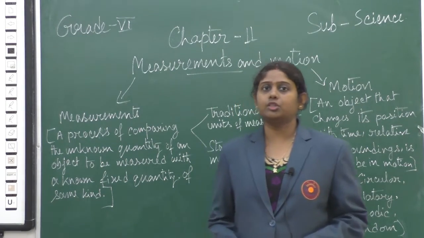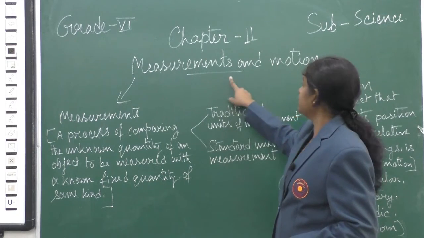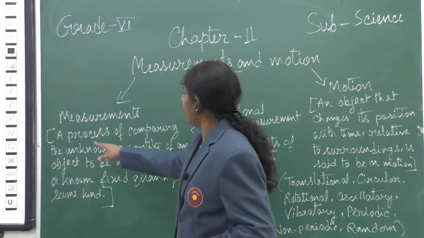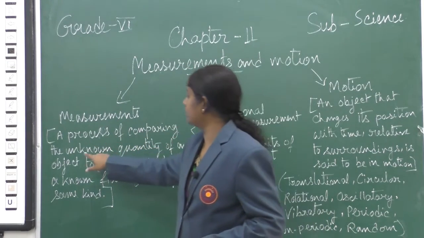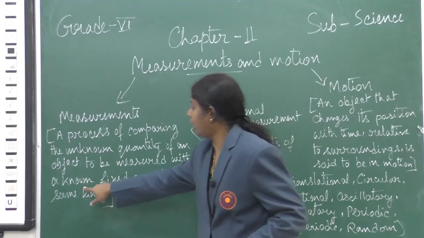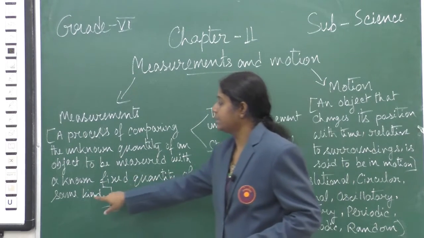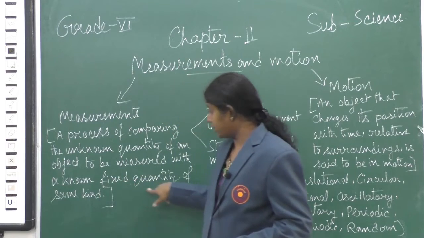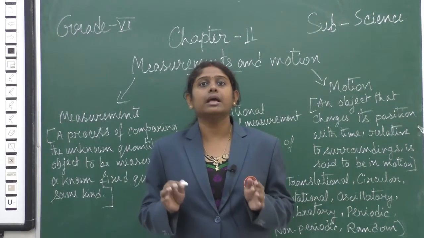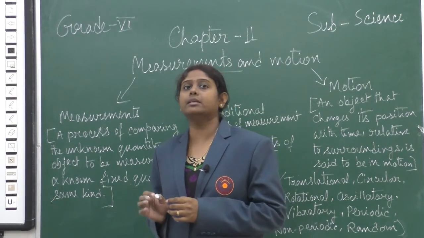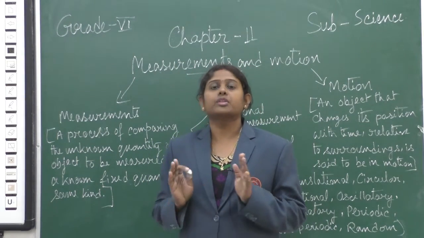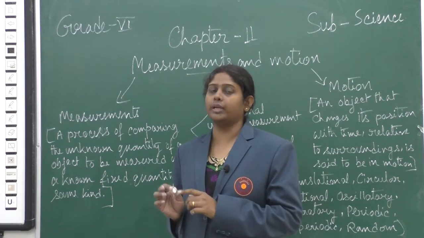Let us start the summary video of chapter number 11, measurements and motion. Measurement. What do you mean by the measurement? A process of comparing the unknown quantity of an object to be measured with a known fixed quantity of the same kind, and this fixed quantity we call unit. So measurements are represented as a number followed by the unit. That means a measured quantity is equal to the numerical value times unit.